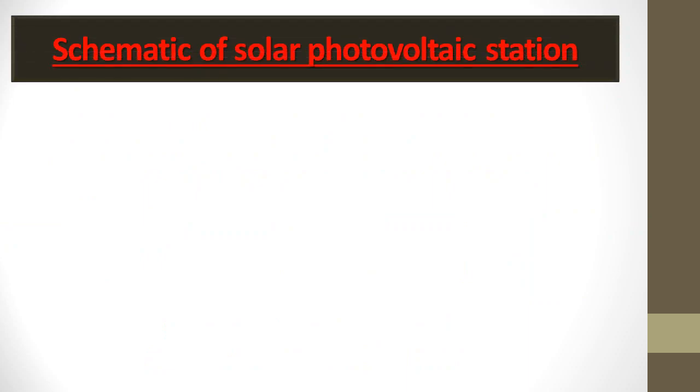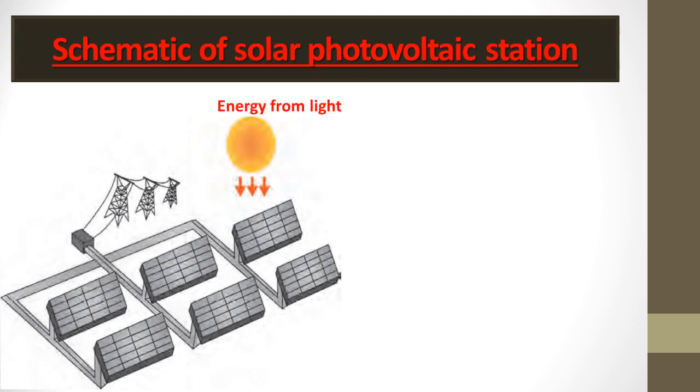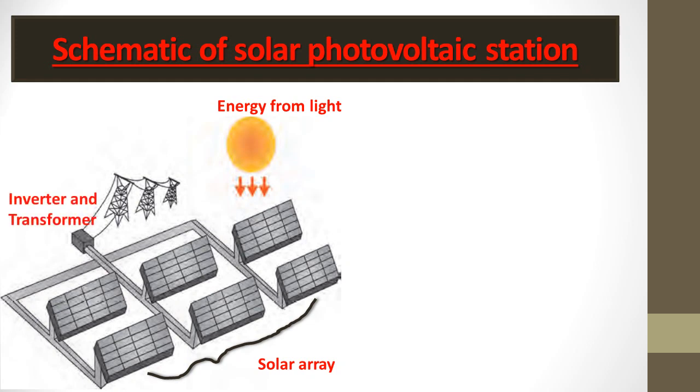Now here a schematic of a solar photovoltaic station is given. Here you can observe the energy from light falls on the solar array or solar panels, and then the inverter and transformer system is there to convert DC current into AC current, and then through the power grid, the electricity is provided to the areas where it is needed. And we have seen that many solar panels can be connected together to generate whatever energy we need.